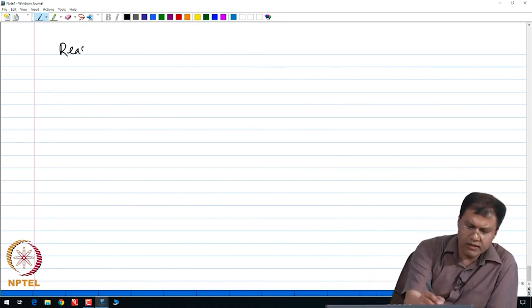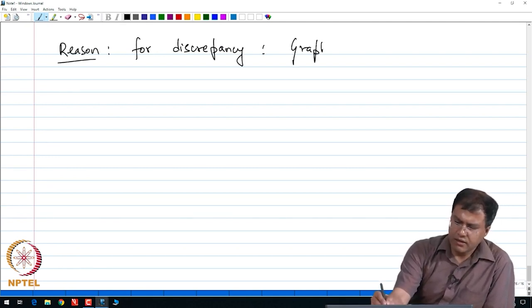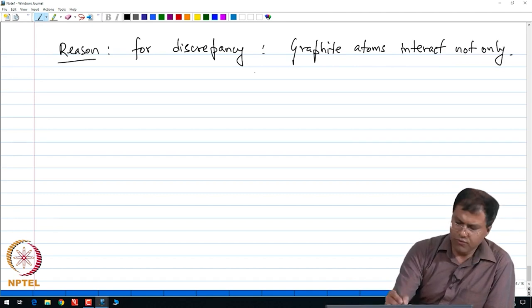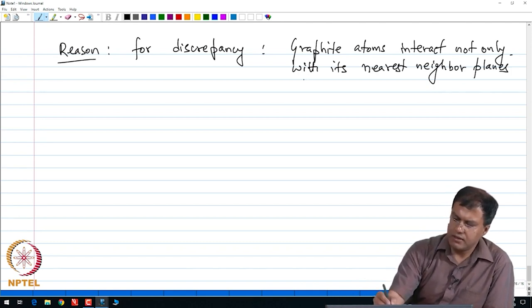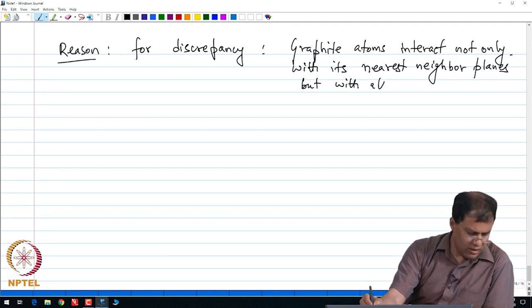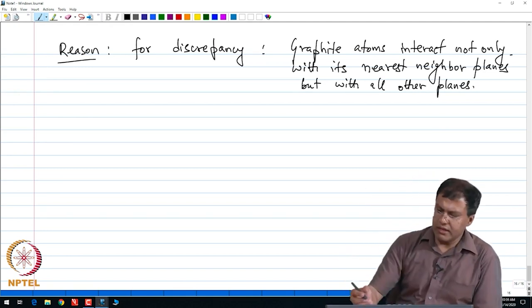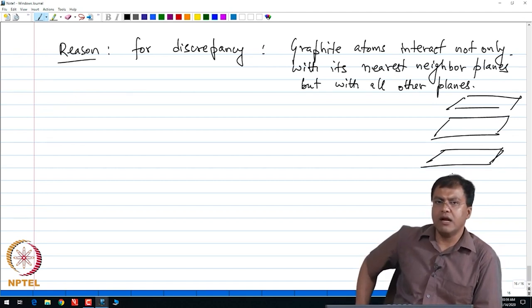The reason for the discrepancy is that graphite atoms interact not only with their nearest neighbor planes, but with all other planes. Okay. So, which means that we have to incorporate the effect of all other graphite sheets that we have ignored, which are lying parallel to each other, right.